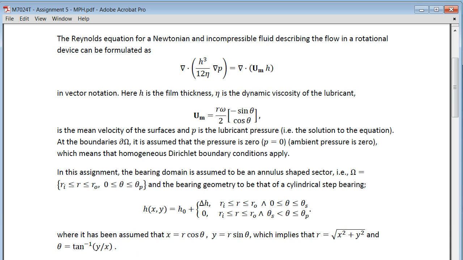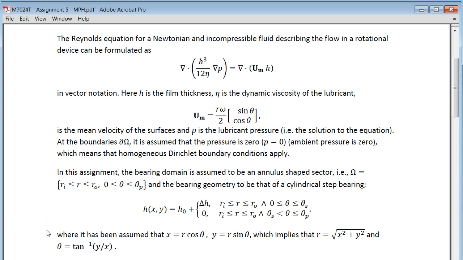In the description of the assignment, you will find an explicit expression for the Reynolds equation, which represents a stationary, Newtonian, and incompressible flow. It is stated in Cartesian coordinates. You will also find the expression for the velocity, in this case representing rotation by means of an angular velocity omega. When you scrutinize this expression, you will find that it represents counterclockwise rotation.